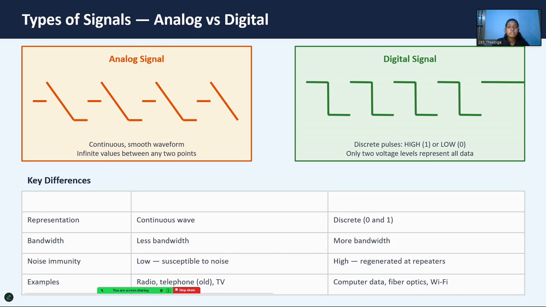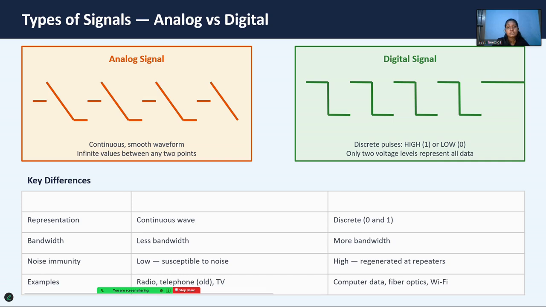There are two fundamental types of signals, analog and digital. An analog signal is a continuous smooth waveform that can take on an infinite range of values. Sound waves, AM and FM radio, and traditional telephone signals are all analog. The challenge with analog is that it is highly susceptible to noise. Interference along the transmission path can distort the signal and degrade the data.